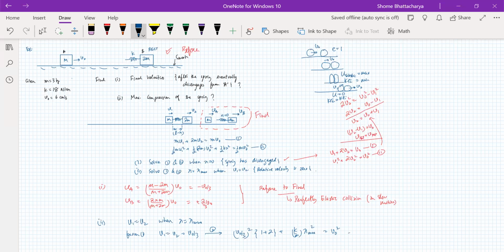So now from this you can see that this is becoming V0 square. So this term will become 1 by 9 into 3. So that's 1 by 3. So 1 minus 1 by 3. This side, right? So this will give us x max as V0 into square root of, which is 2 by 3. And then we can substitute the values.